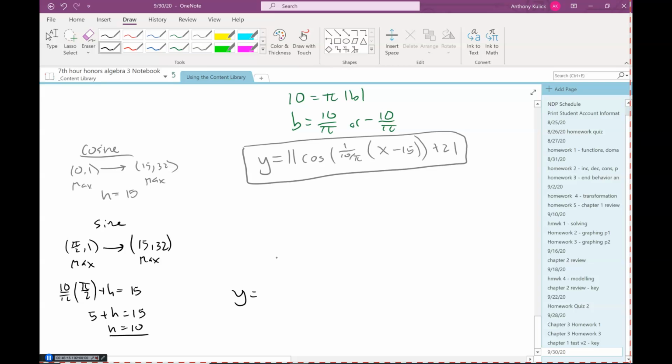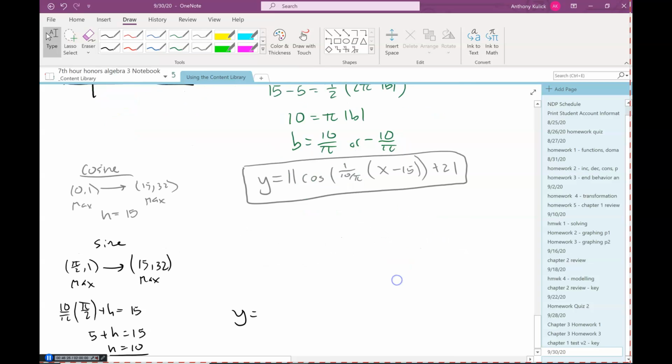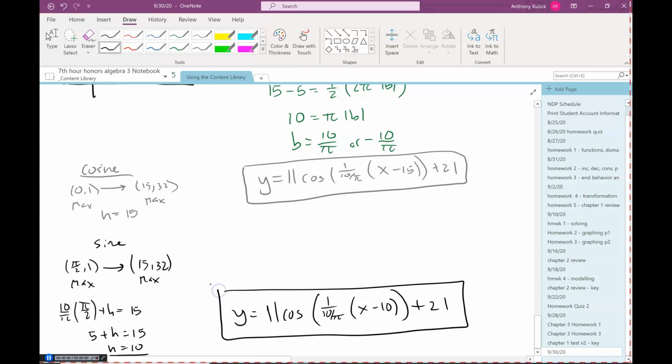And I can now, because I'm going max to max, a has to be positive as well. If I pick the minimum, a would be negative, excuse me. So I can say that. Ah! That was supposed to be sine.